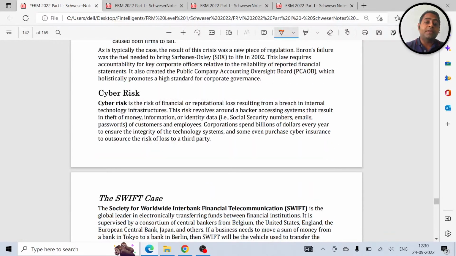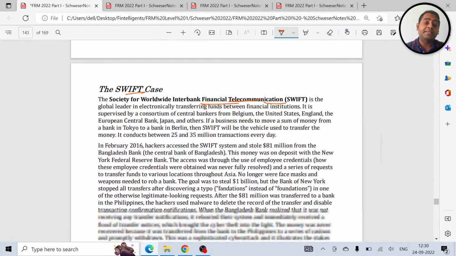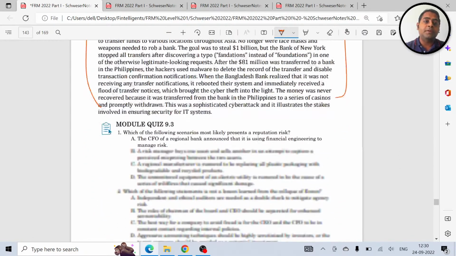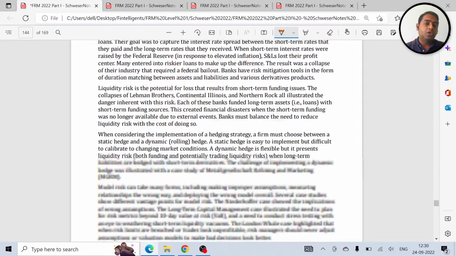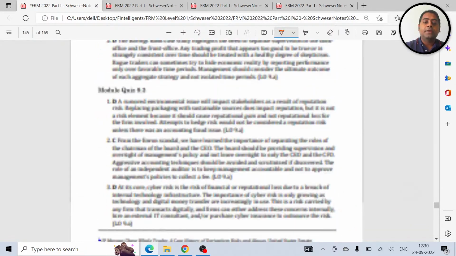Cyber risk is very, very important. Please make sure that you are focusing on this. SWIFT case: this case is very well known, a very discussed case. So please, don't skip on this. They can ask you. This is a new trend, a new risk that people are facing in operational risk, that banks are facing.